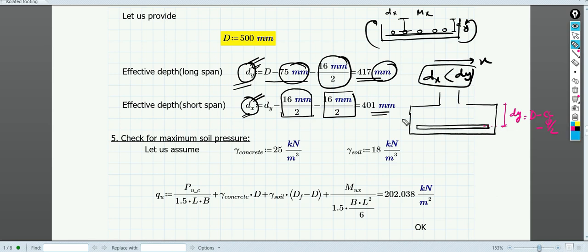So dx will be how much? dy minus the half of the bar that remains at the top, so phi by 2, where phi is the diameter of the bar, then again minus phi by 2 you have to do, and then you will get the dx, right? So dx is equal to dy minus phi by 2, then it will come to the top edge of the bottom reinforcement, and to the center of the top reinforcement you will again have to subtract phi by 2. So this is the diameter of the top reinforcement, and this is the diameter of the bar of the bottom reinforcement. Okay, so like that we can find out the depth to the top reinforcement, right? So dx and dy, that is why we calculated two different effective depths: dy is for the long span and dx is for the short span.